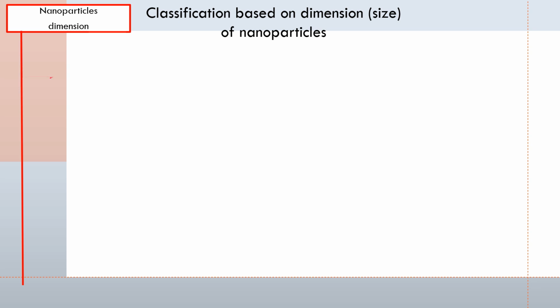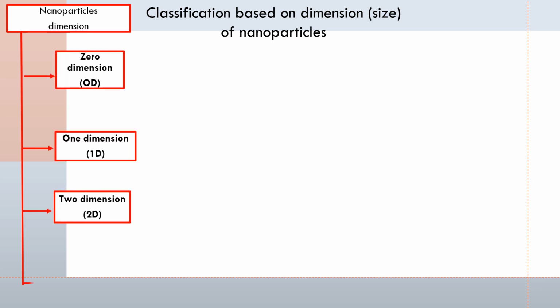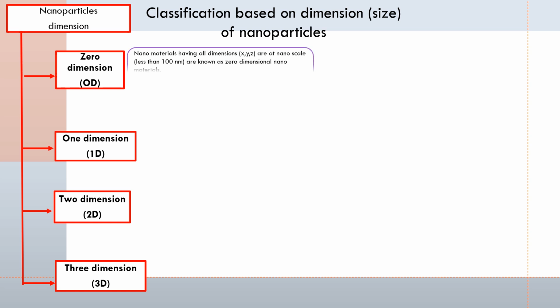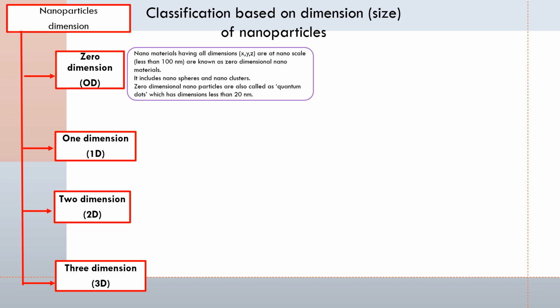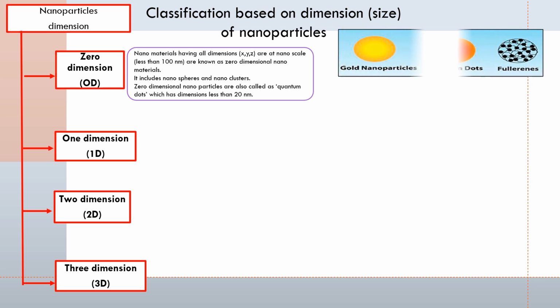Based on dimension, nanomaterials are divided into four main types, that is zero dimension, one dimension, two dimension, three dimension nanomaterials. See the first one, zero dimensional nanomaterials. Nanomaterials having all dimensions at the nanoscale are known as zero dimensional nanomaterials. It includes nanospheres and nanoclusters. Zero dimensional nanoparticles are also known as quantum dots, which have a dimension less than 220 nm. See the examples, gold nanoparticles, quantum dots, fullerenes.